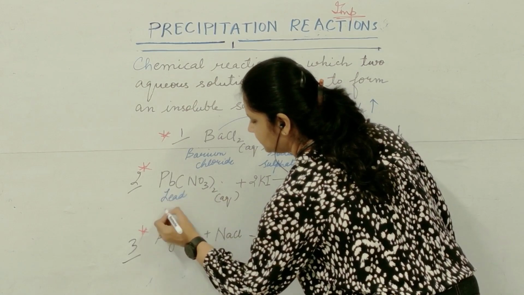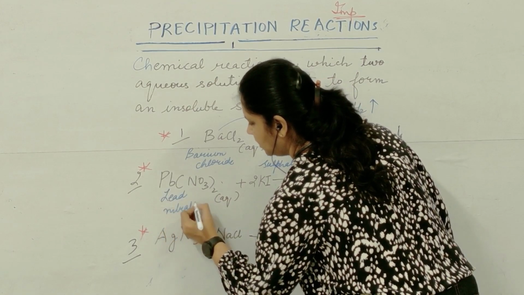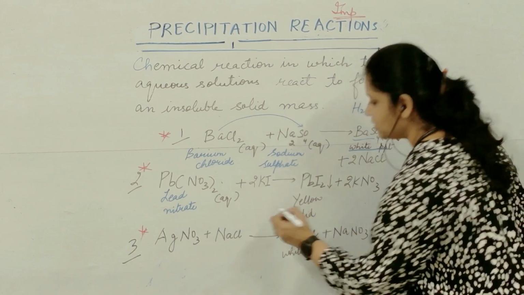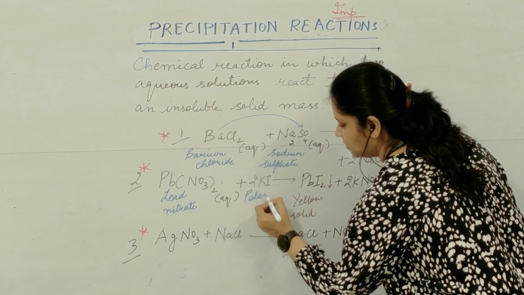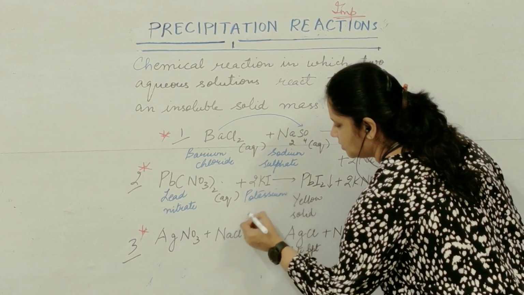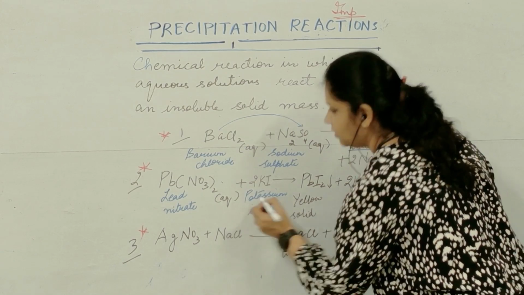lead nitrate. When it reacts with potassium iodide, what does it form?